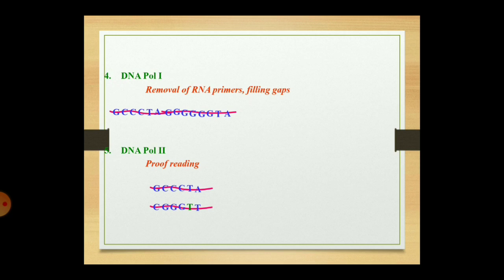Look at here. At the time of addition, if one wrong nucleotide is added to the other strand, the daughter strand, so that instead of adenine, which base pairs with thymine, you find thymine, this DNA polymerase enzyme corrects the nucleotide sequence. DNA polymerase 3 helps in the synthesis of DNA, adding nucleotides on the parental strands.